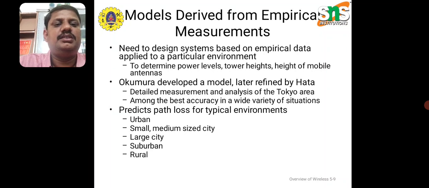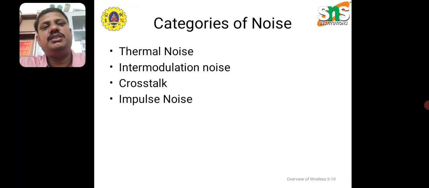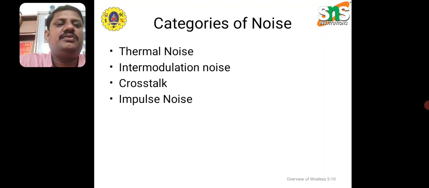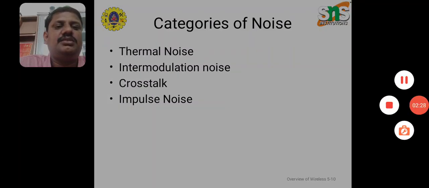Mainly, it will predict the path loss of a typical environment: urban, small and medium size cities, large cities, suburban areas, and rural areas all play major roles. Then noise also plays a major role in communication: thermal noise, intermodulation noise, crosstalk, and impulse noise are all very important.